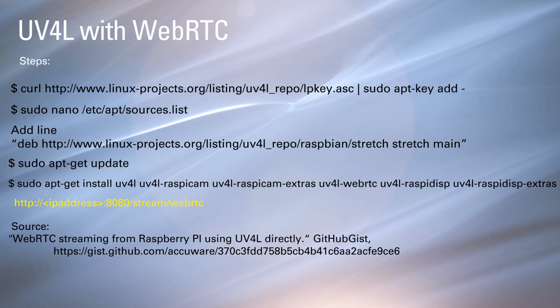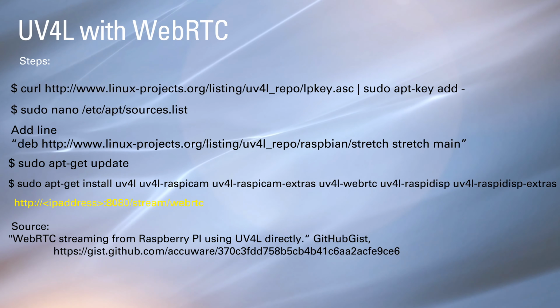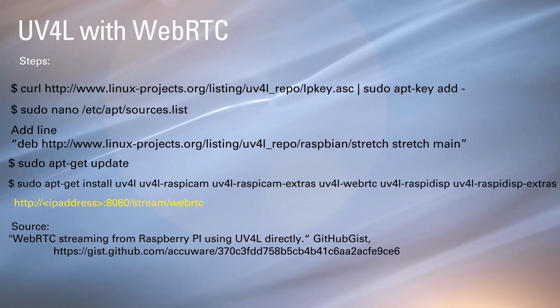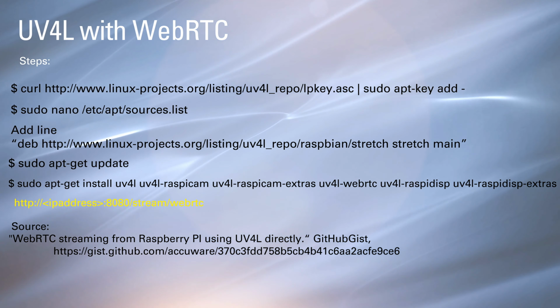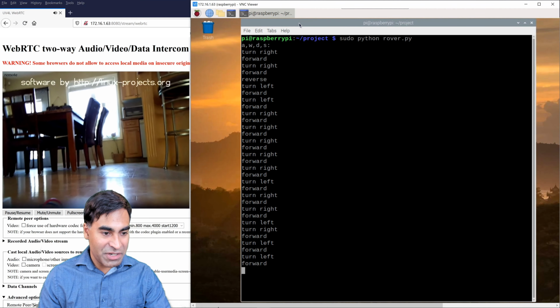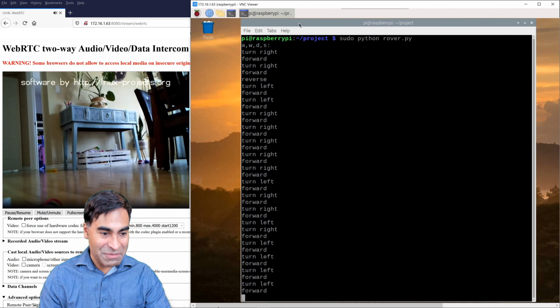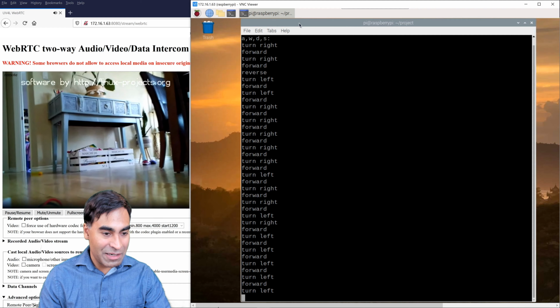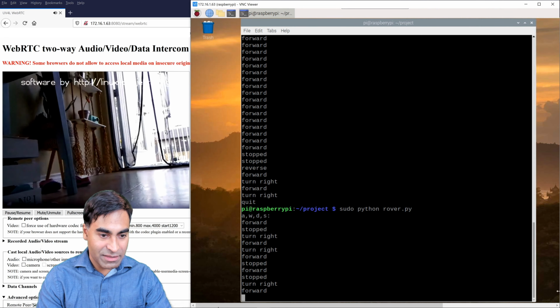Open a browser and put in your IP address:8080/stream/WebRTC. For more detailed info on UV4L, go to the source website as shown. Now let's try this out. Looks like we have a pretty good stream here. This is on the main floor. I'm in the basement at the moment, but it looks like we have a pretty clear 720p image here. All right, let's head out to the deck.